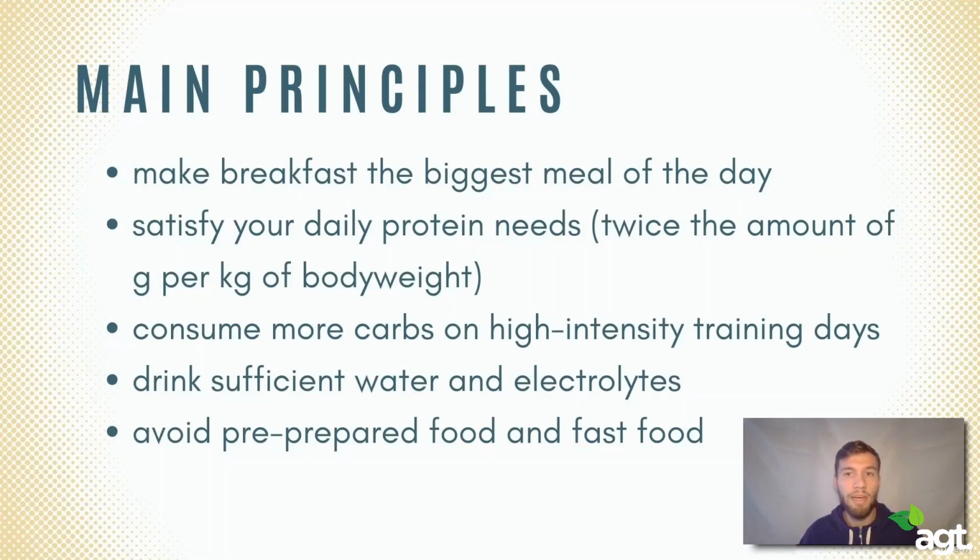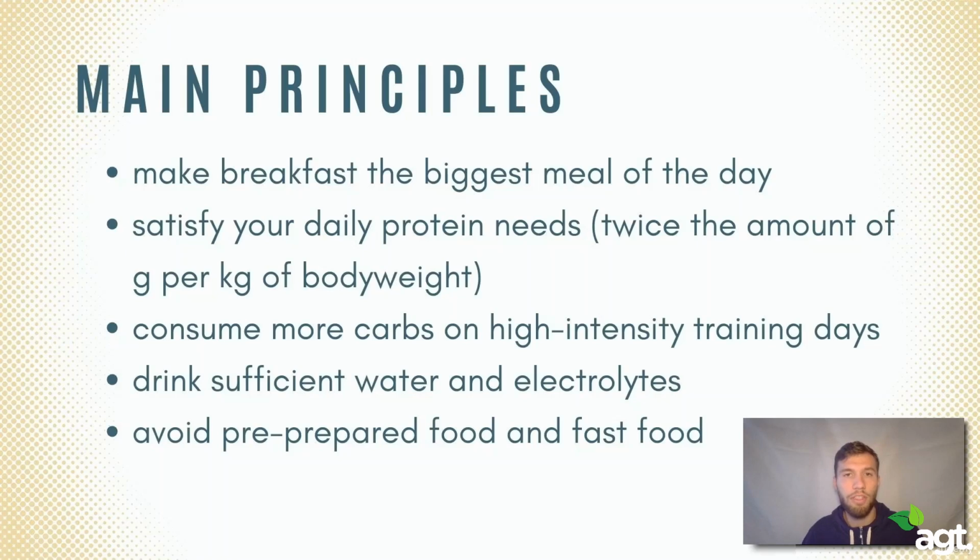When you're building muscle to improve your strength and power, also make sure that you satisfy the daily protein needs, which is around twice the amount of gram per kilogram of body weight. If you weigh 80 kilograms, you should eat around 160 grams of protein every day.